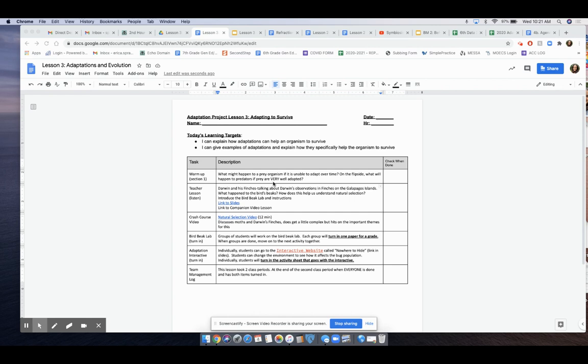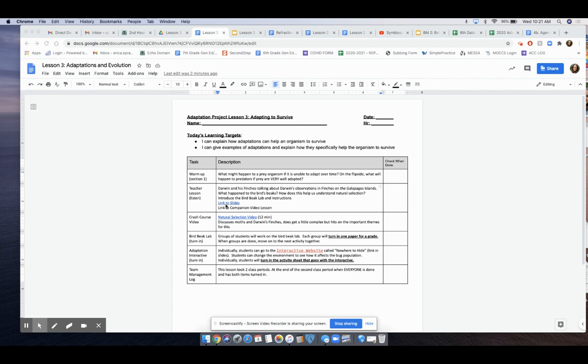So today's lesson actually takes 2 days. Today's the lesson warm-up, video, and discussion. And then we'll talk a little bit about the bird beak lab directions. And then tomorrow in the next class period, you'll get a chance to do the bird beak lab and go to an adaptation interactive. Those things are all going to be linked right here in the lesson plan.